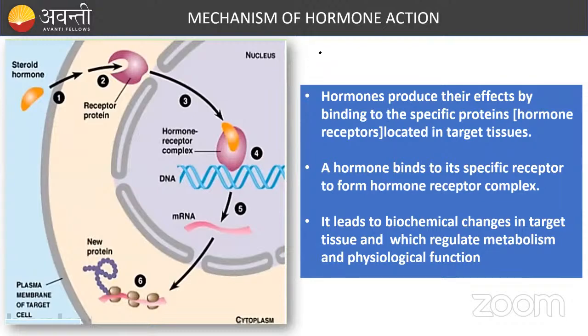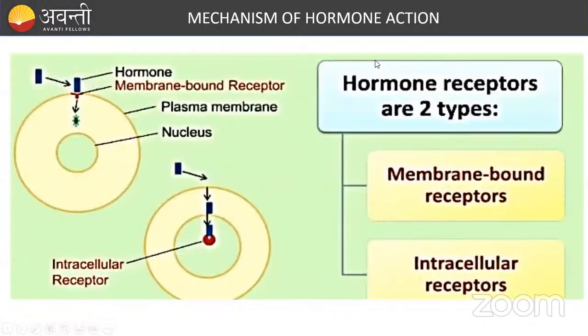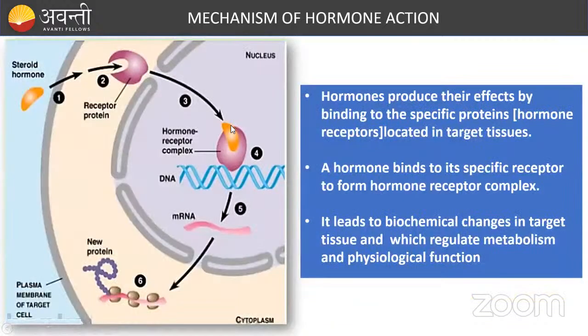So this slide shows you the interaction between the hormones and their receptors. Hormones produce their effect by binding to specific proteins, which are the hormone receptors, located in the target tissues. So this is your target cell. This is the membrane of the target cell.